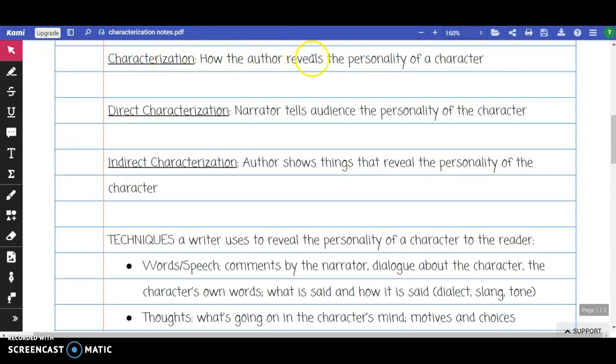Characterization is how the author reveals the personality of a character. There are two types of characterization, indirect characterization and direct characterization.